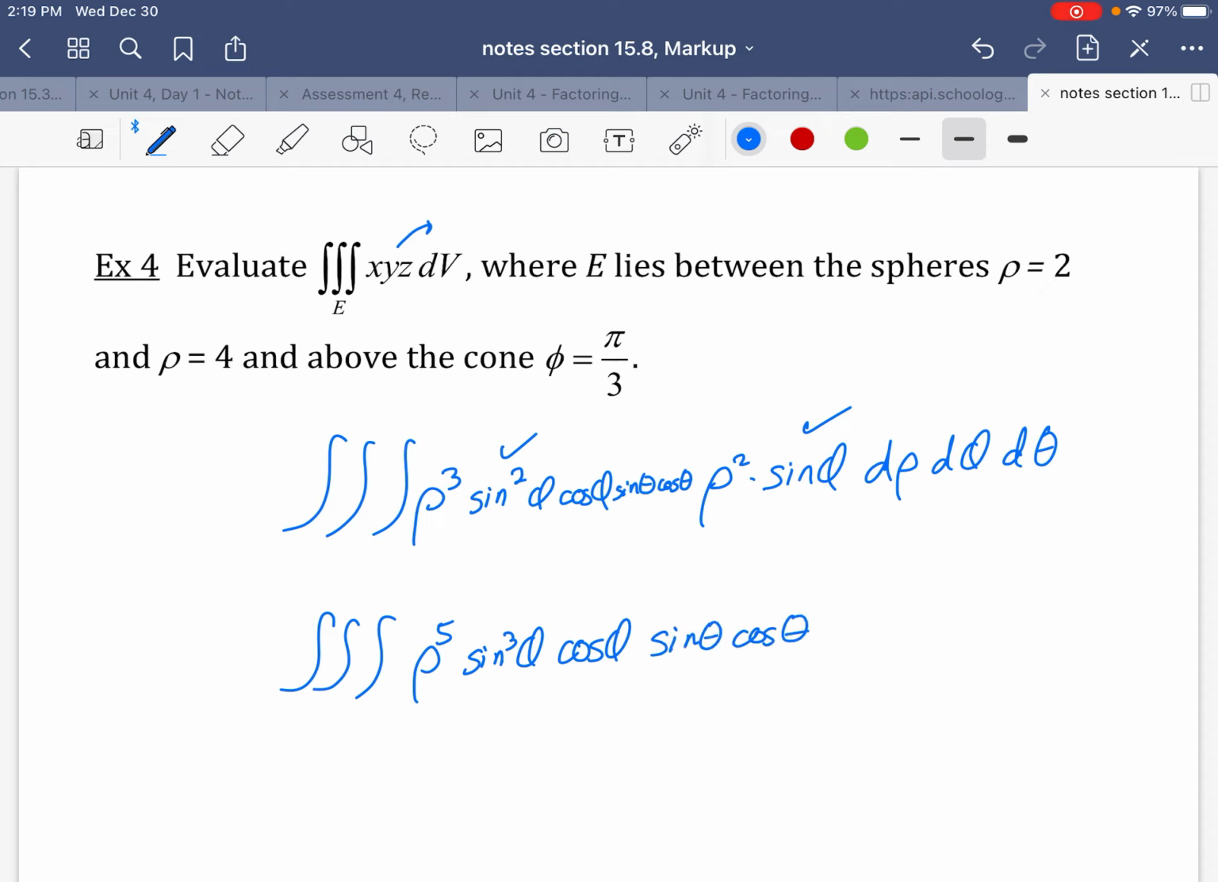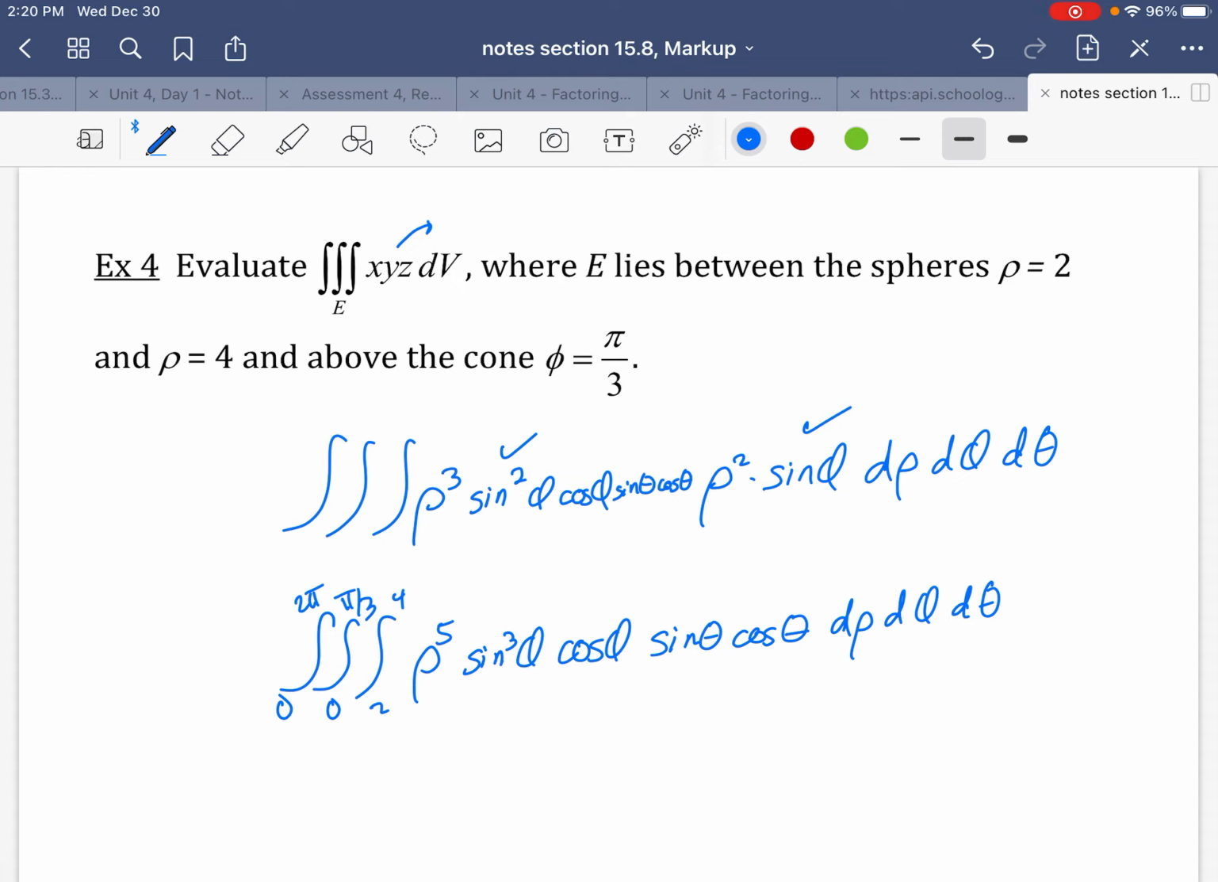So this is going to be a little bit more complicated than before. And then we have d rho, d phi, d theta. But I am going from between the two spheres, 2 to 4. And I am going from 0 to pi over 3 above the cone, 0 to pi over 3, and then all the way around. So this is separable. Okay, so let's separate it.